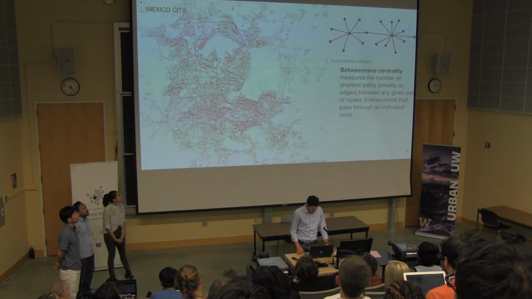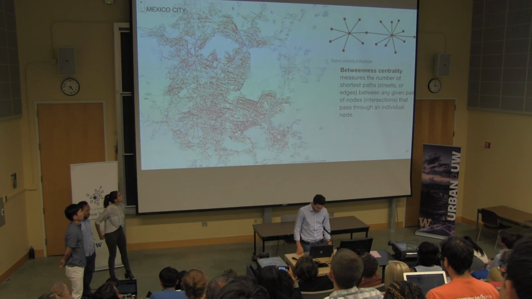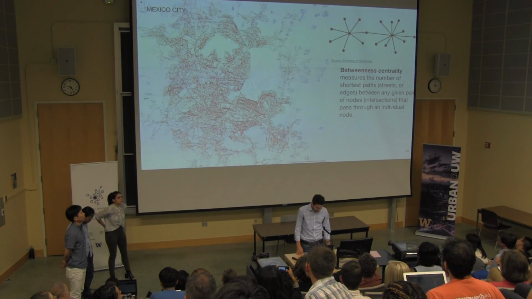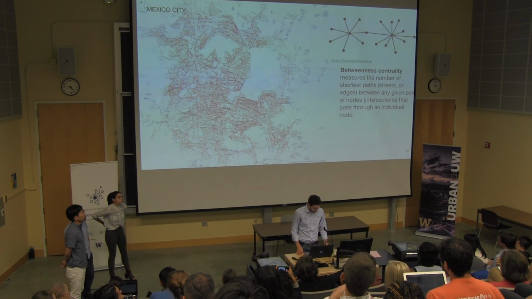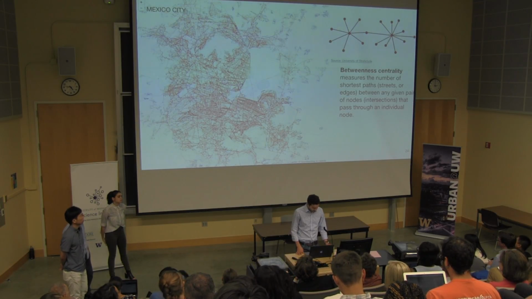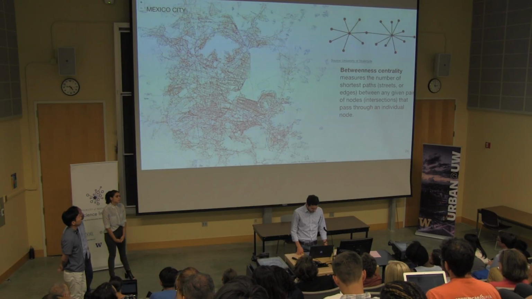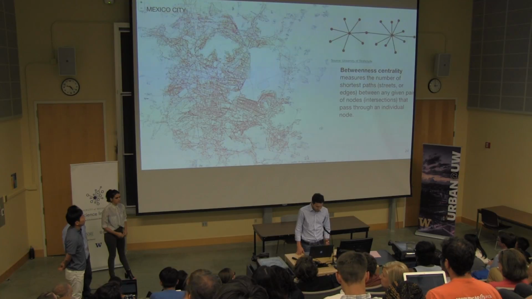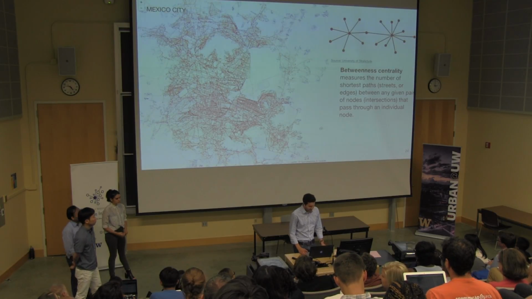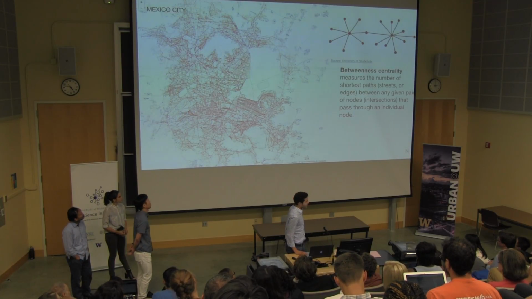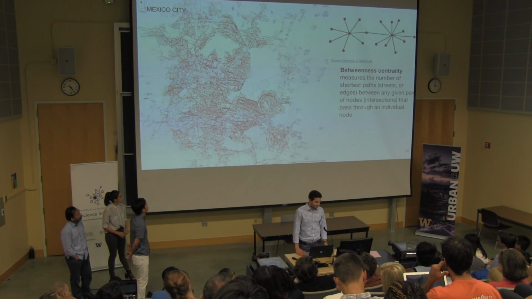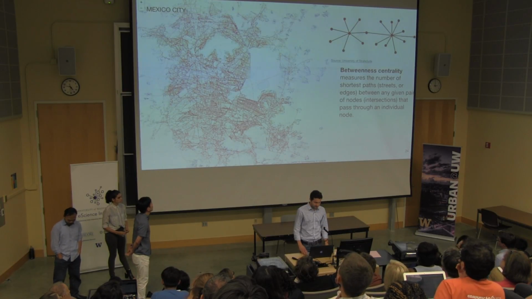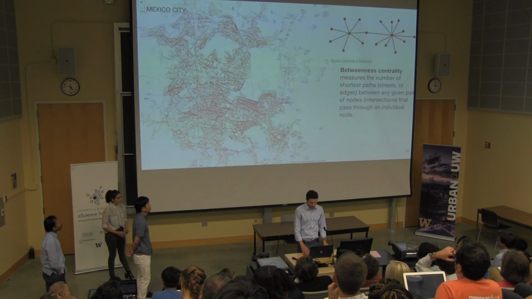Now we have betweenness centrality. This is a more local indicator of centrality. It measures the extent to which some streets connect neighborhoods together. So this can indicate how much access a certain neighborhood has to the rest of the city. Here we can see, in red, the main avenues that have high betweenness centrality.